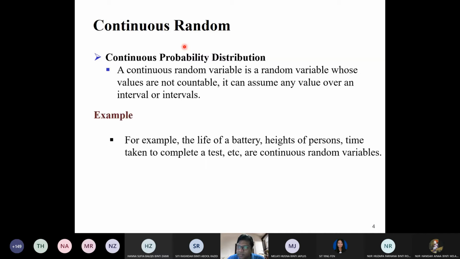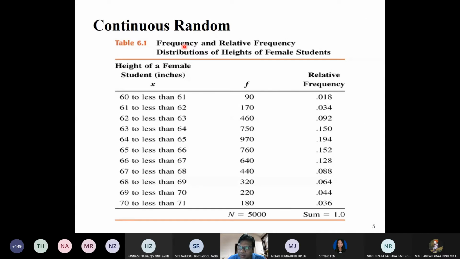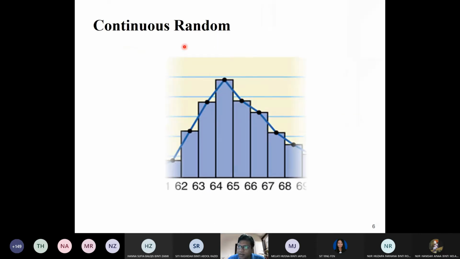Okay. For example, as you know, the life of batteries, height of a person, time taken to complete a task, and so on. Now, this is usually how the frequency of a continuous random variable looks like. It will be given in the form of ranges, 60 to 61, 61 to 62, and so on. So there will be some interval between, some decimal numbers. So that's how we can determine those things.